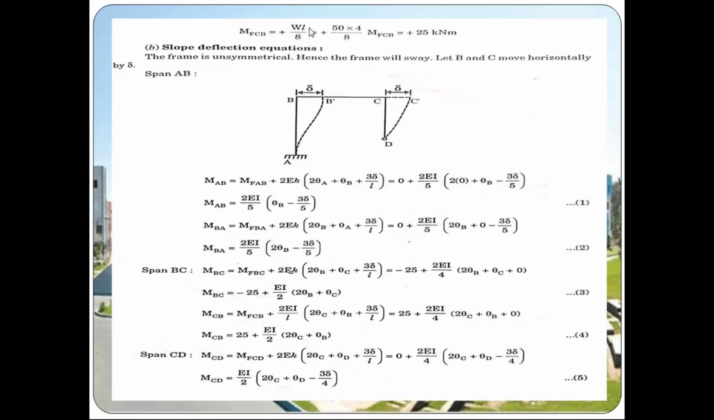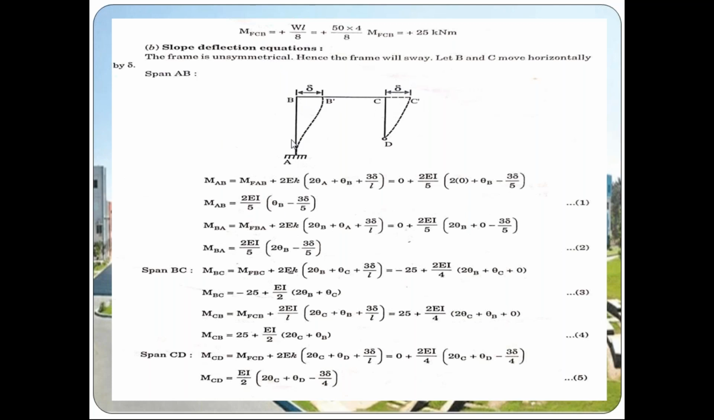So M of CB equal to plus WL by 8, that is equal to plus 25 kilonewton meter. Okay. So second step is calculation of slope deflection equation. First we'll calculate for span AB. So span AB, this is this way. B moves to B dash, C moves to C dash.